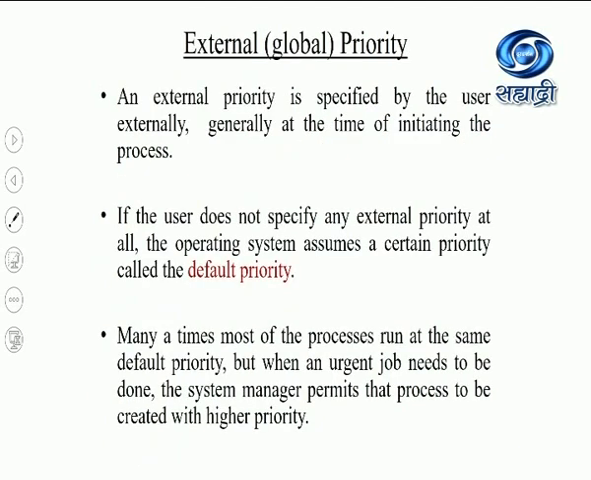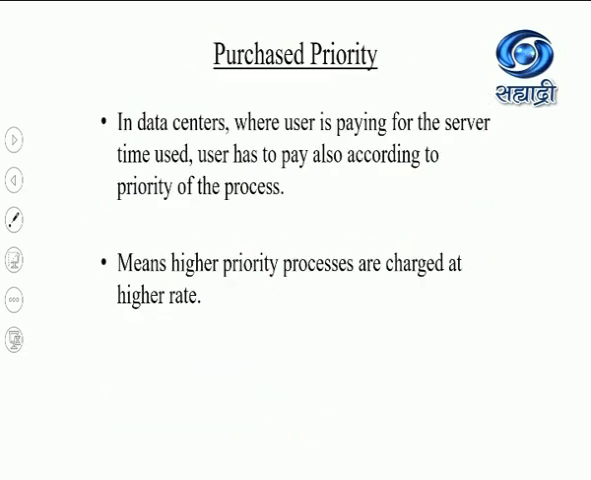Next is the external or global priority. An external priority is specified by the user externally, generally at the time of initiating the process. If the user does not specify any external priority at all, the operating system assumes a certain priority called the default priority. Many times, most of the processes run at the same default priority, but when an urgent job needs to be done, the system manager permits that process to be created with higher priority.